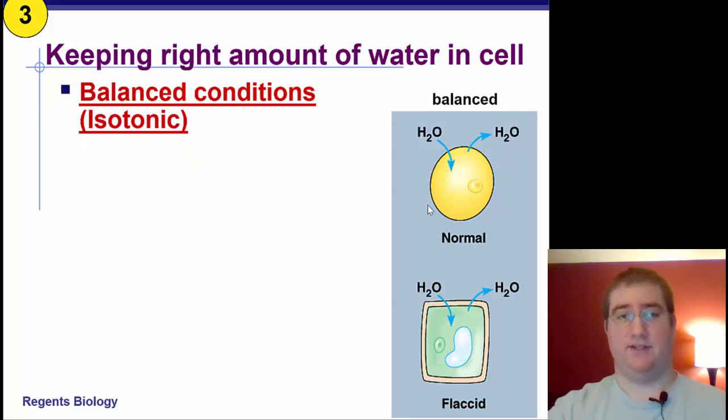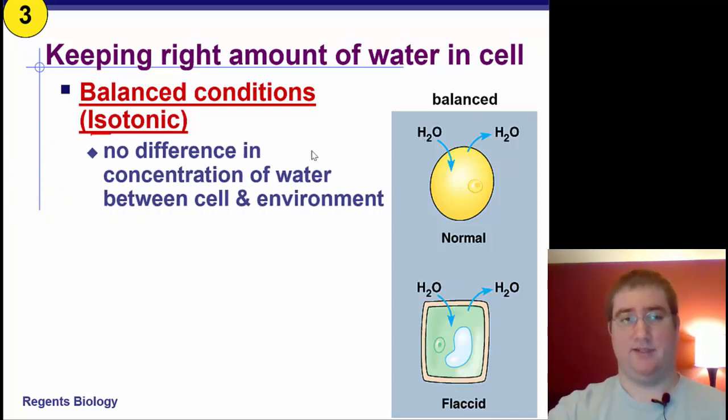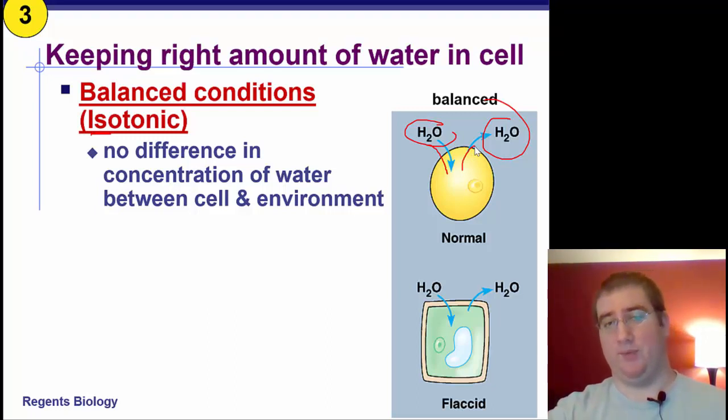The last condition is known as isotonic. Iso means balance, so isotonic means a balanced condition. Therefore, there's no difference in concentration between the outside and the inside. There's a certain amount of water on the outside, there's a certain amount of water on the inside. So water is going to exchange at an equal rate. It's not going to not exchange. Just for every one water molecule that goes in, one's going to leave, which for animals is perfect. It's Goldilocks, it's balanced, it's just right. It's going to be the normal condition.